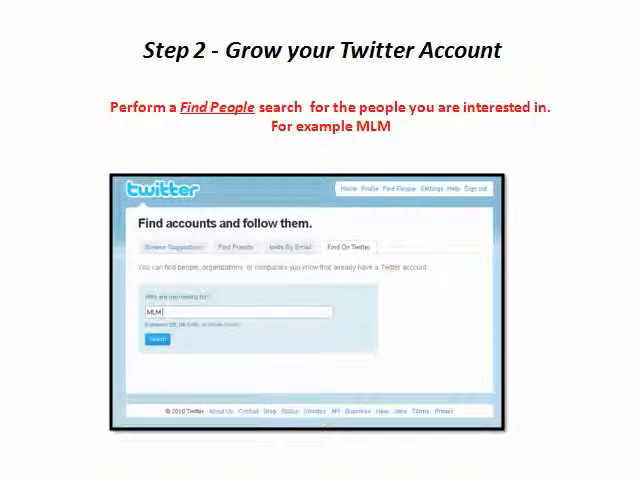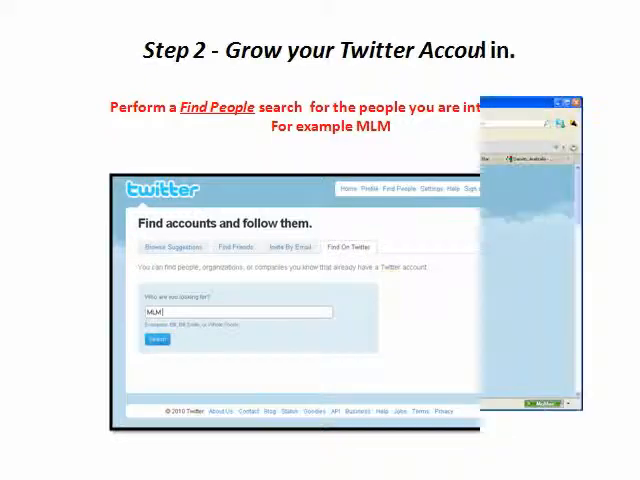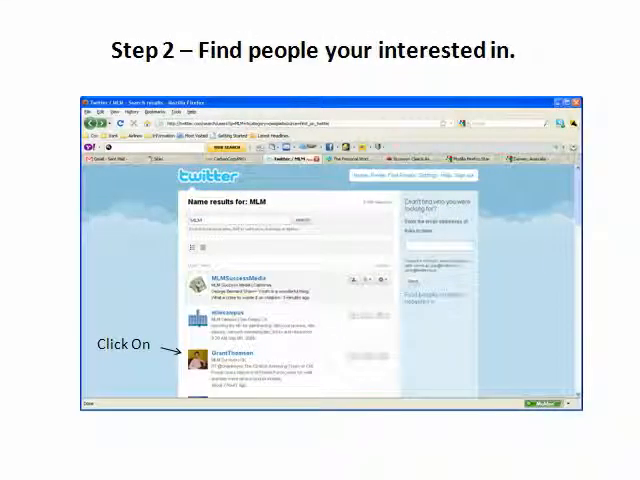Another way to do that is to actually go look for people, and you can do a search using the Find People search tool in Twitter, and just enter what you're interested in, what you're looking for, and then hit search, and what will happen is you'll get a list. In this case we got a list.